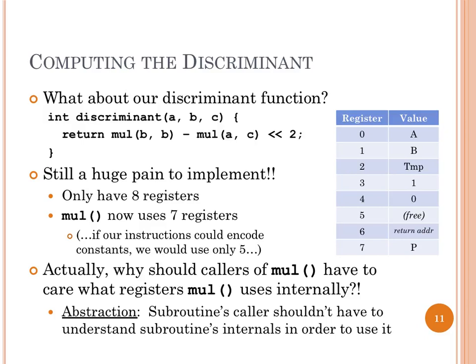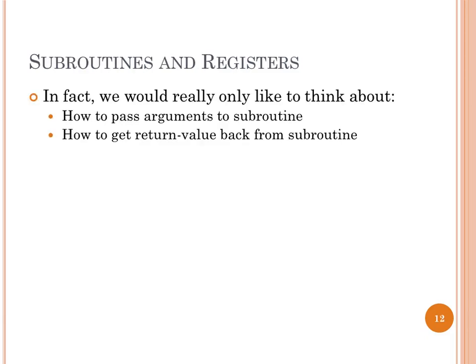Let's apply abstraction. Let's turn this thing into a black box somehow so that we only have to think about the arguments. I don't care how mul does its thing. In fact, if somebody came up with a brand new shiny way of multiplying 2 numbers together, I'd love them to be able to drop it right in without having to talk to me about the new registers they use. So that's abstraction again. This is what we'd like to think about. How to pass arguments, how to get the return value back, maybe how to call it and get back to us, but we'll even see if we could simplify that.